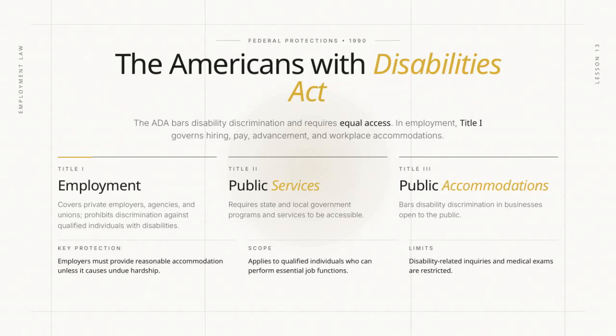Now let's focus on the Americans with Disabilities Act, or the ADA, which was enacted in 1990 to provide federal protections against disability discrimination. The ADA is crucial because it ensures equal access and opportunities for individuals with disabilities, particularly in employment. Under Title I, which specifically addresses employment, the law governs several key areas like hiring, pay, advancement, and workplace accommodations. One of the most important aspects here is that employers must provide reasonable accommodations to qualified individuals with disabilities, unless doing so would cause undue hardship to the business.